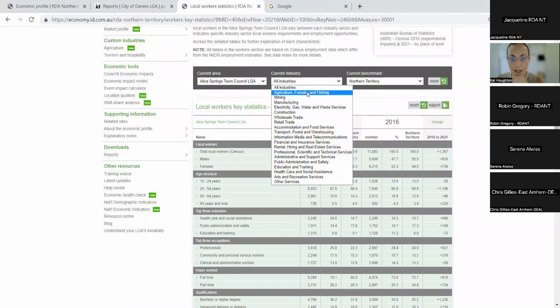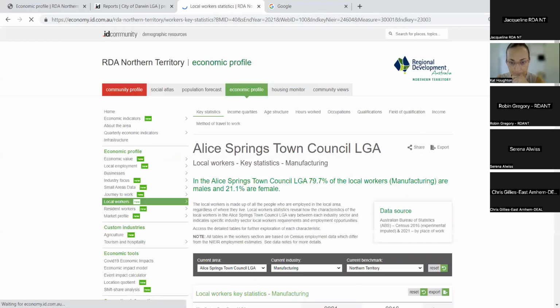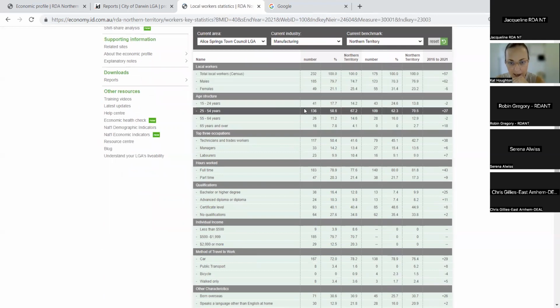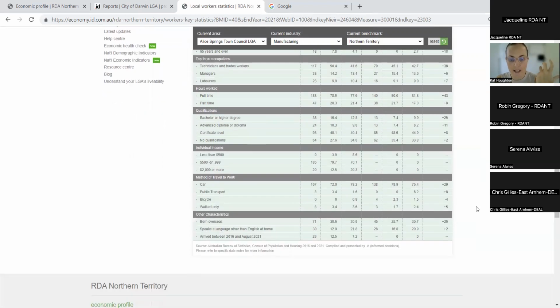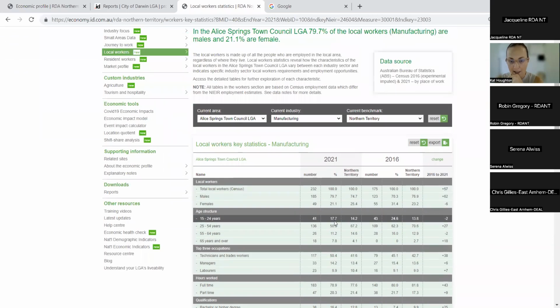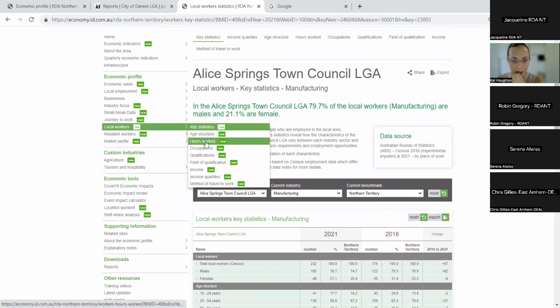What you can do is actually grab specific industries. If I want to look at manufacturing in Alice Springs, I can see here how many workers are in the industry, what age categories they fit into, what the occupations of those workers are, whether they are full-time or part-time, what sort of qualifications they have, what income levels, how they travel to work, things like that. So you can get a really good idea of who's working in the sector. We can see other characteristics: born overseas, 71, so 30% of the workforce pretty much are born overseas. That's really interesting as well. So you're able to get a really good picture of your workforce.